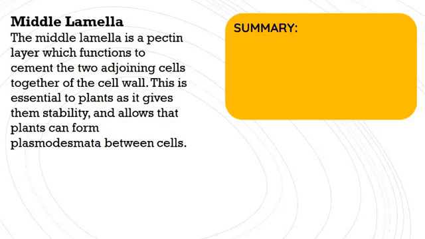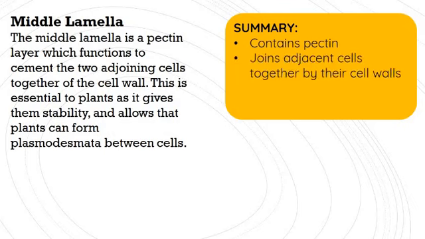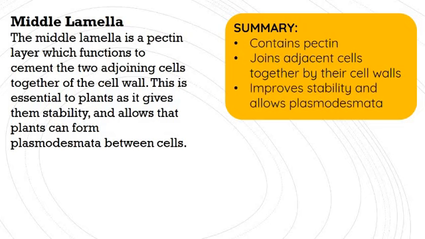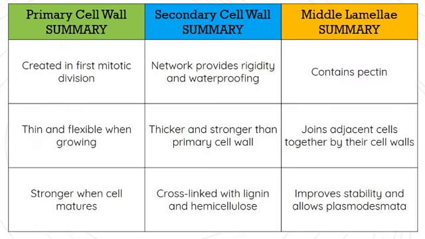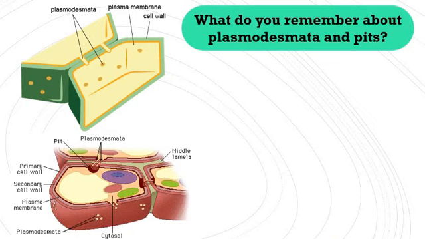In your summary, you should have that they are mainly composed of pectin, that they join adjacent cells together by their cell walls, and that they improve stability and allow plasmodesmata to run through them. So we have our summary, we have some notes that we can work with in order to put some answers together later. But as we've just mentioned plasmodesmata, I thought it would be useful to do a little recap.